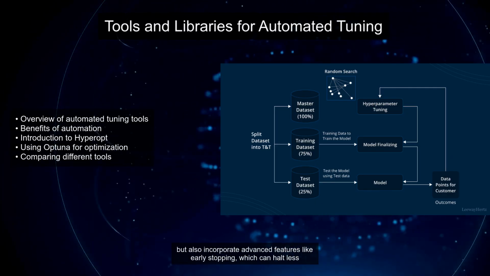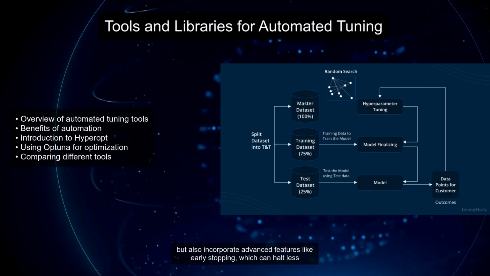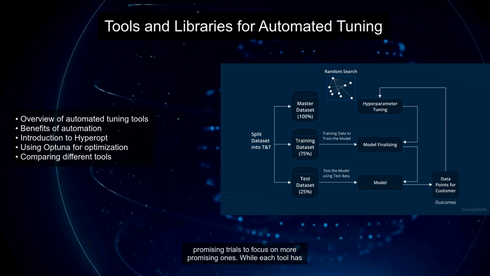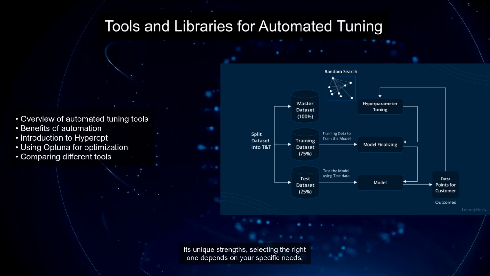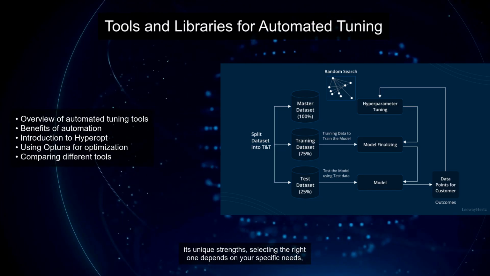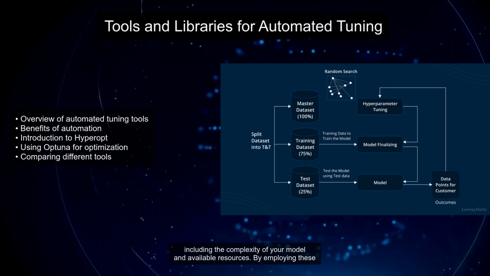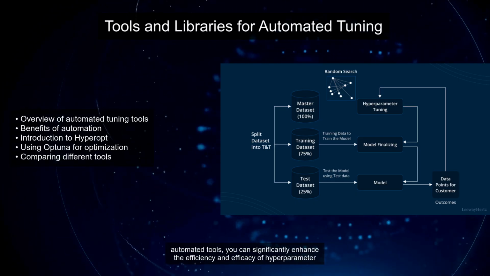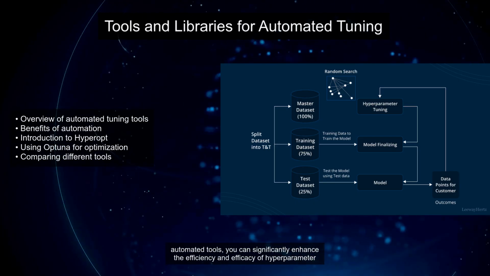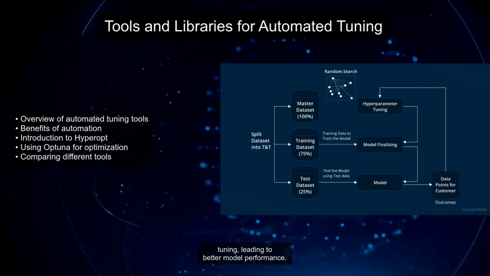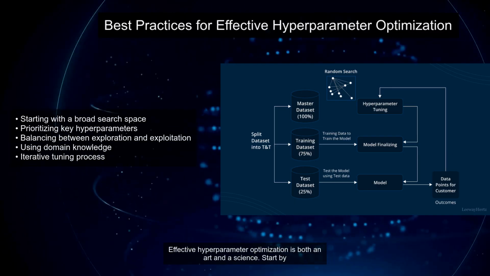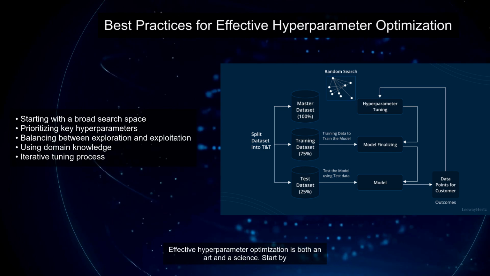These tools not only automate the exploration of the hyperparameter space but also incorporate advanced features like early stopping, which can halt less promising trials to focus on more promising ones. While each tool has its unique strengths, selecting the right one depends on your specific needs, including the complexity of your model and available resources. By employing these automated tools, you can significantly enhance the efficiency and efficacy of hyperparameter tuning, leading to better model performance.